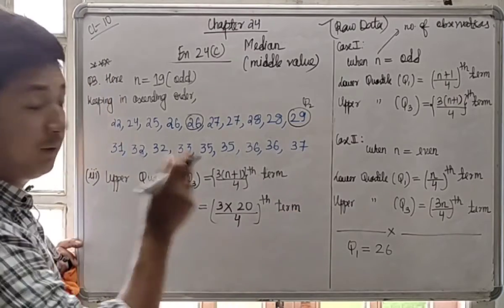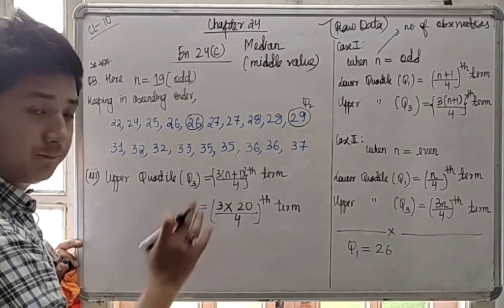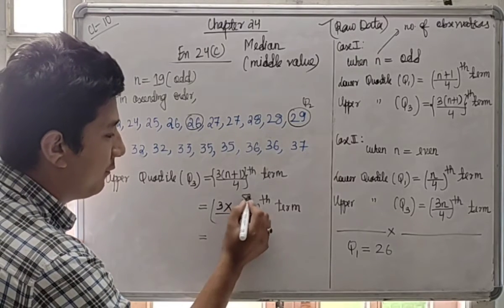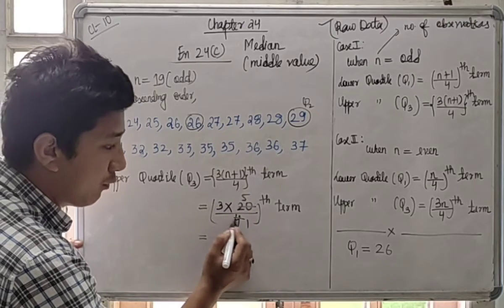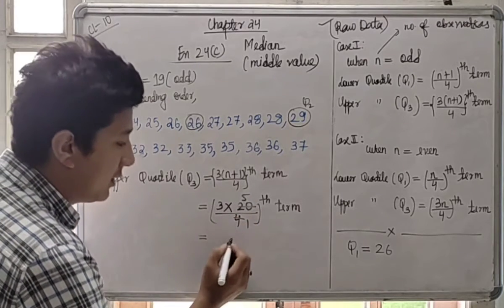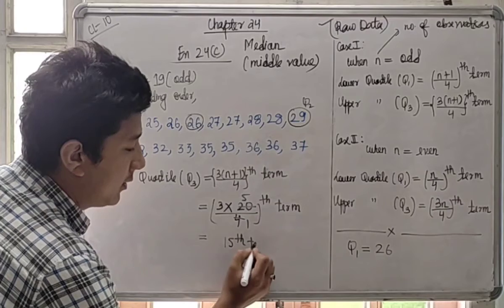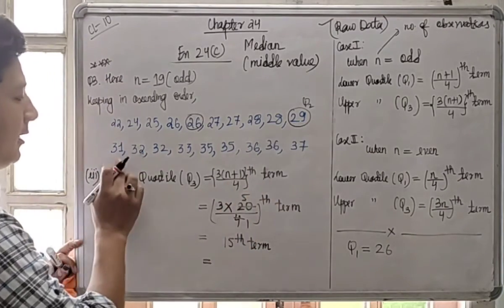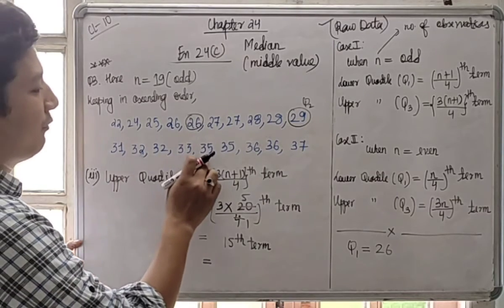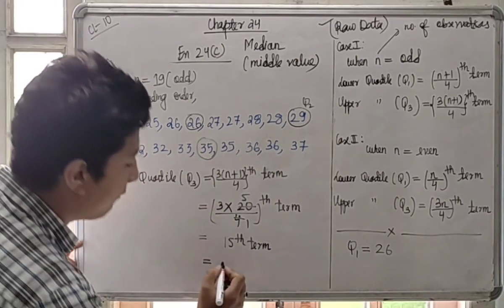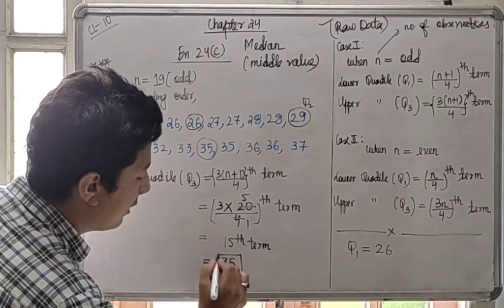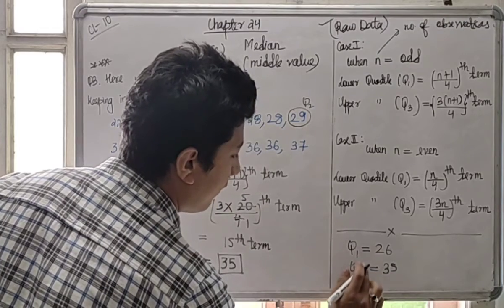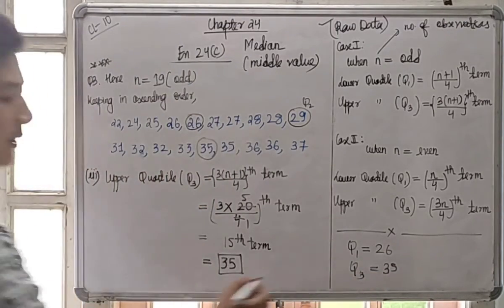Please keep the same formula, don't change it anywhere, otherwise you might get the wrong values. 4 5s are 20, and 5 3s are 15th term. So the 15th term. Let me see which is my 15th term. This is my 10th term, 11, 12, 13, 14, and 15. So 35 will be the value for the upper quartile, which is Q3. So Q3 is how much? Q3 is 35.